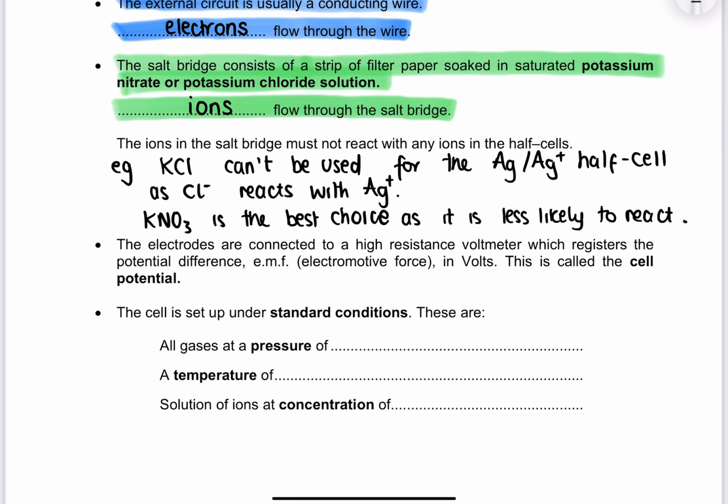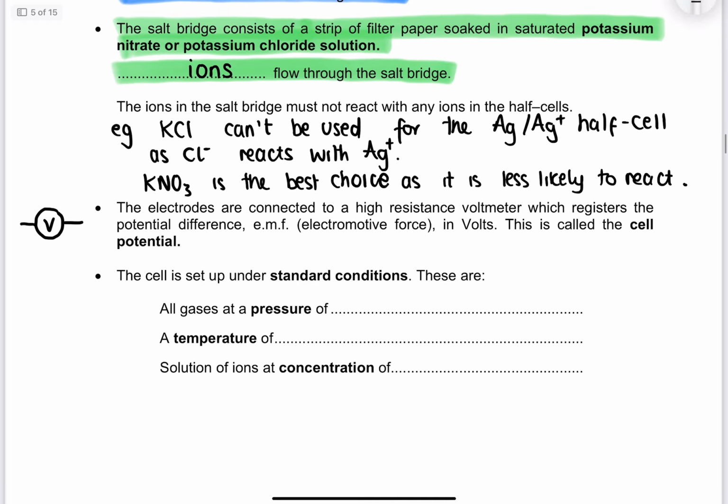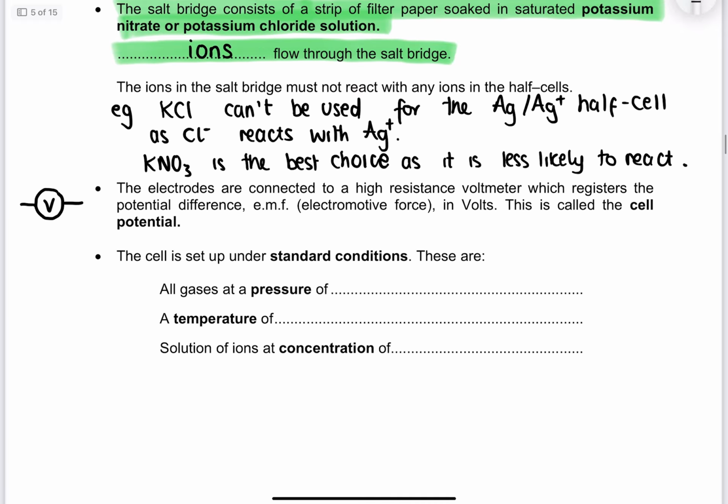The electrodes are then connected with a high resistance voltmeter. If you remember it from GCSE physics, that's just a V in a circle like this. And that's going to register the EMF in volts, and that is what we're going to call the cell potential, the potential for it to generate current. So the cell is set up under standard conditions, and we know the standard conditions in chemistry are 100 kilopascals, 298 Kelvin, and 1 mole per decimetre cubed.